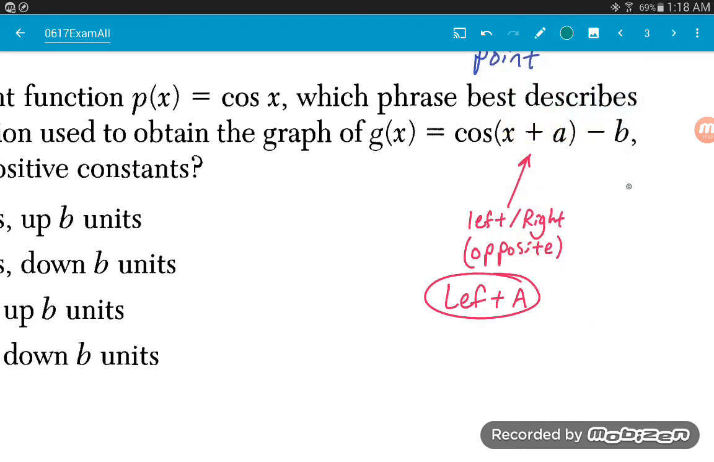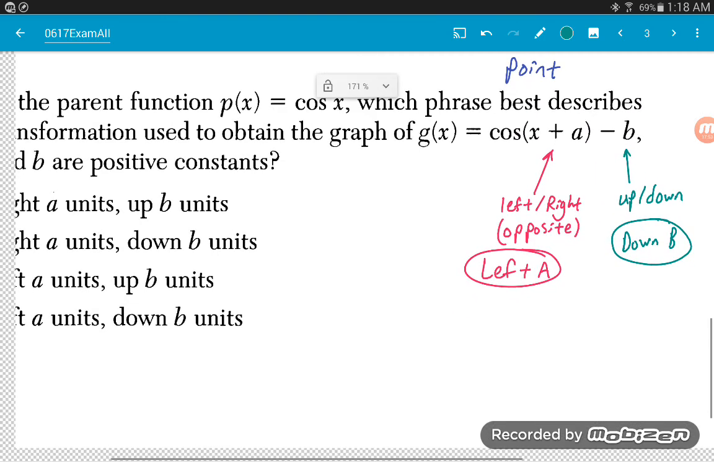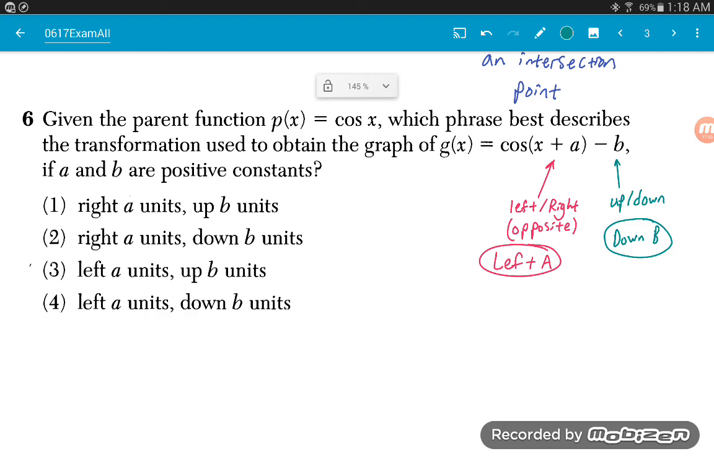Over here on the right, these are the easy ones, minus b. These are up and down shifts, or translations, if you want to speak in geometry terms, up and down. These are regular, so when we do minus b, this is going down b units. So I just want an answer choice where we're going left a and down b, which is number 4 here.